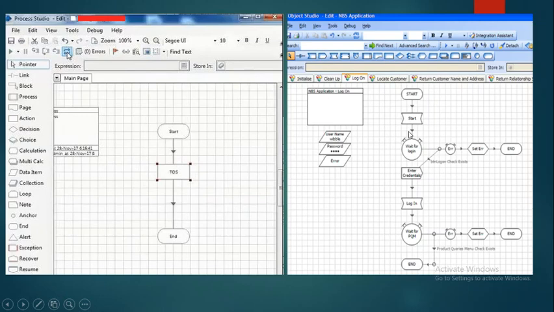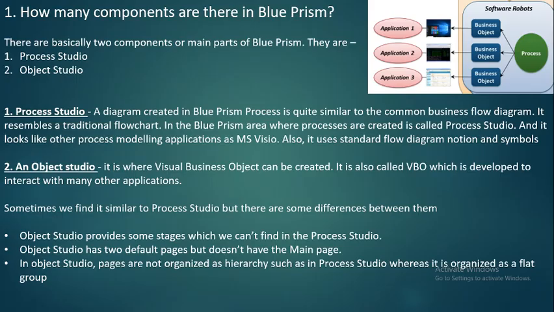So this is a very basic question, so I hope you would like to learn more on this. So you can see the answer. There are basically two components or main parts of Blue Prism. They are Process Studio and Object Studio. Process Studio is a diagram created in Blue Prism process. It's very similar to common business flow diagrams, so it resembles a traditional flowchart. In Blue Prism, the area where processes are created is called Process Studio.